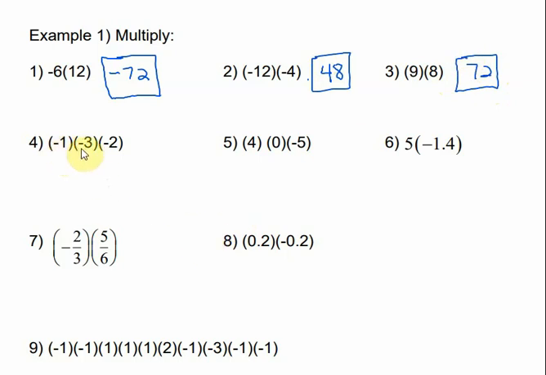Okay, here we have negative times negative times negative. So we have an odd number of negatives, 3 negatives. So we know that our answer is going to be negative. And if you forget the rule, just go negative times negative is positive, and then a positive times the negative would be negative. Okay, so let's multiply that out. If I multiply negative 1 times negative 3, that would be a positive 3. And positive 3 times negative 2 would give me a negative 6. All right, anytime we're multiplying several things together, if there's a 0 in there, my answer is going to be 0. 4 times 0 is 0. 0 times negative 5 is 0.